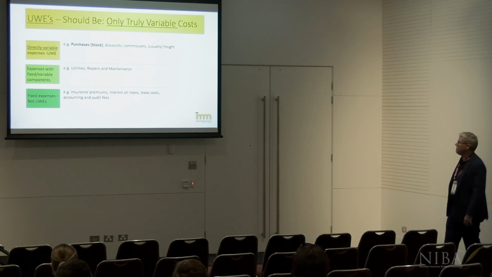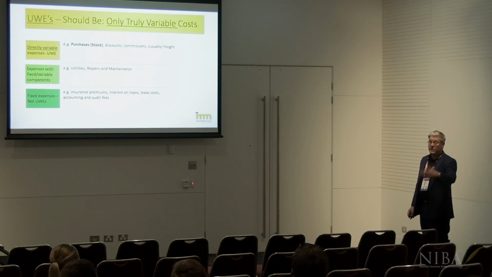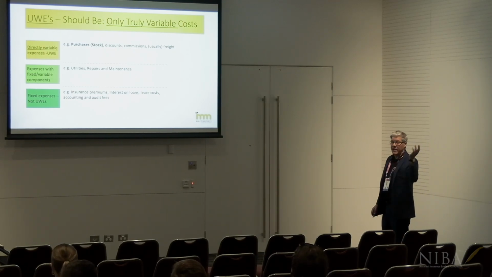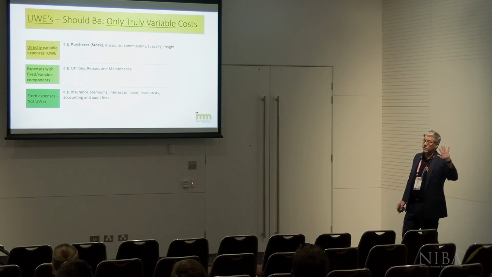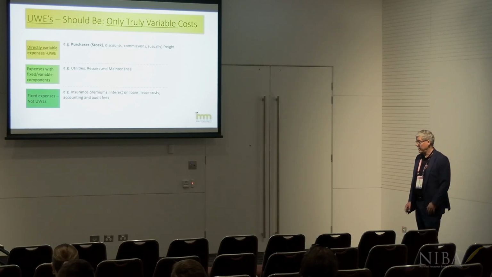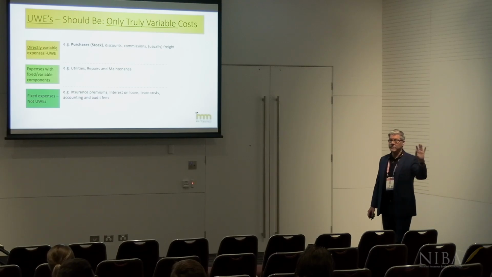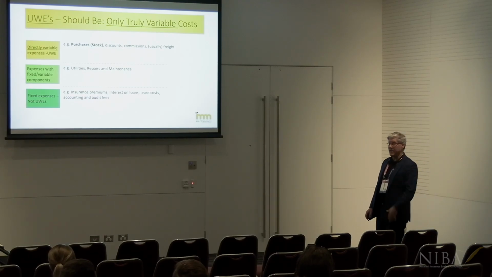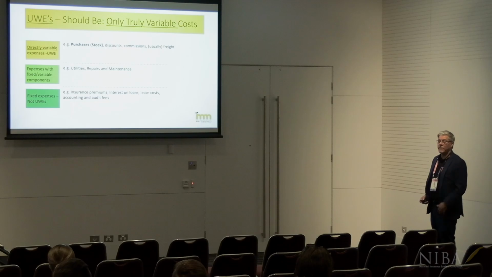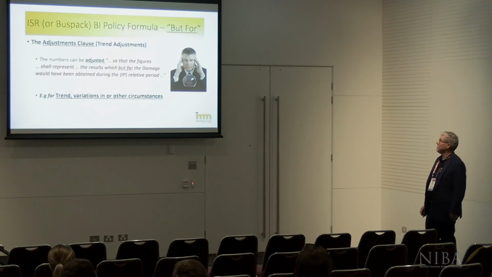So they're just examples, as I said, of purchases of stock, discounts, commissions, and usually freight. If the client loses 10% of sales or 20% of sales, all of those components of their expenses will go down by that exact same percentage, 20%. So that's what they should have as uninsured working expenses.